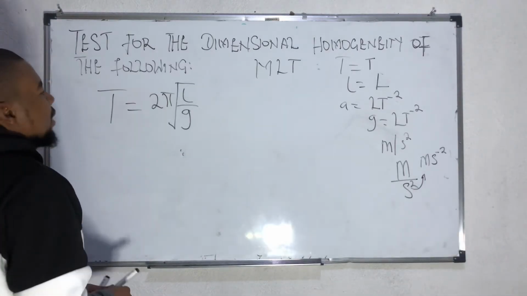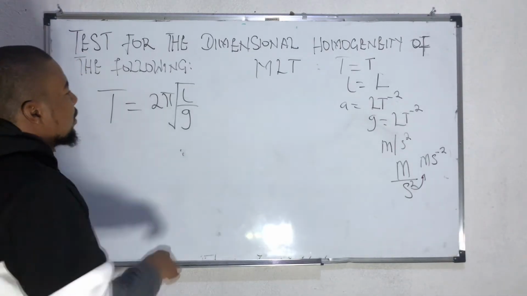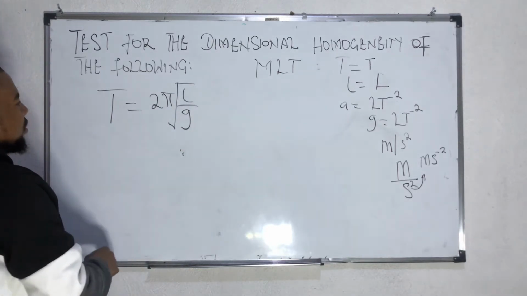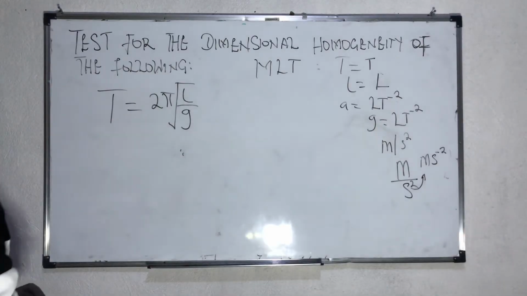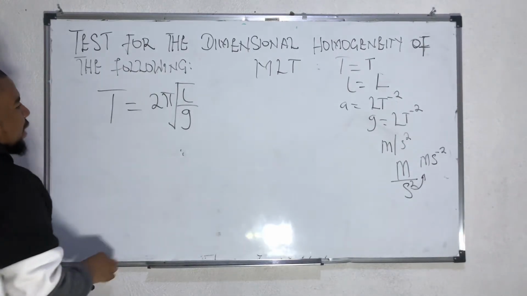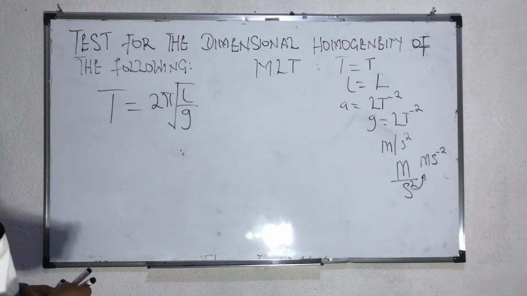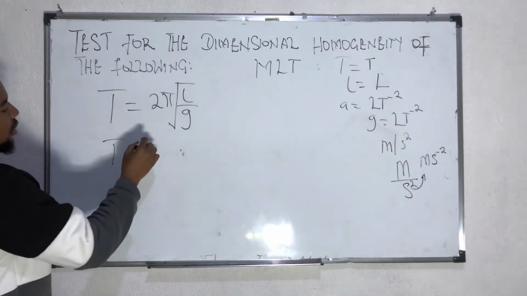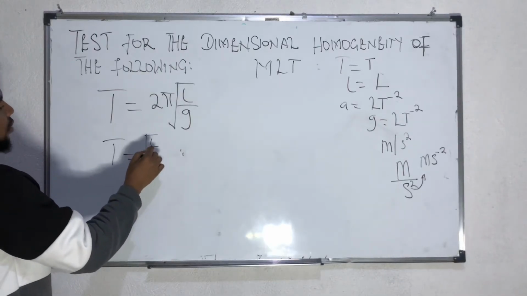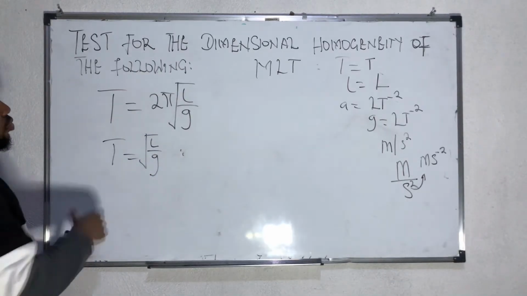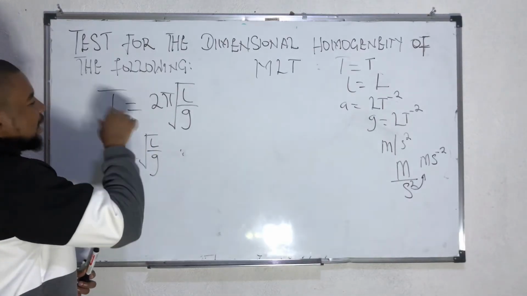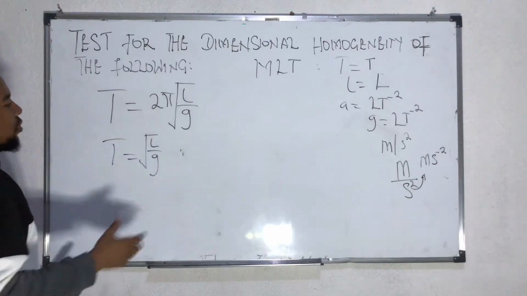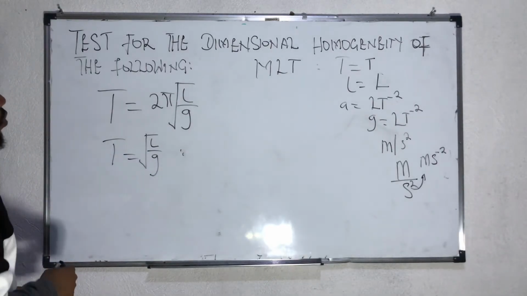Now, what we're going to do right now is replace the L and the g with their respective dimensions and also the T with its dimension. But first, I'm going to remove this 2 pi here because it is dimensionless. Therefore, we shall now have T equals the square root of L over g. Remember that this 2 pi is a dimensionless quantity. It has no dimension. Therefore, we are not going to work with it. It's not useful at all. Now, at this point, what's the next thing to do?